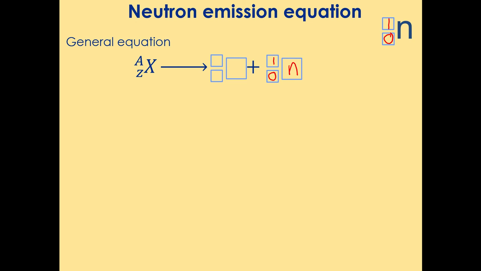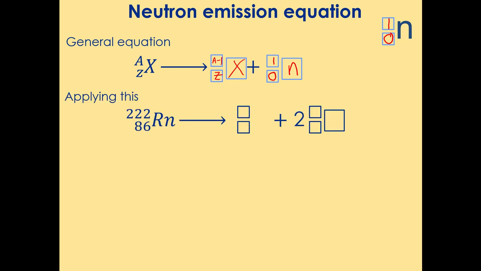What would that do to the number at the top? It would make it go down to A minus 1. What would it do to the number at the bottom? If it starts off with Z, it would still be Z, so it's going to be the same element. I'm going to apply this. This is slightly different to alpha, beta, gamma equations because, as I said, you often get more than one neutron given out at the same time. Can you see here I've got a big number 2? This is telling me that 2 neutrons have been given out.